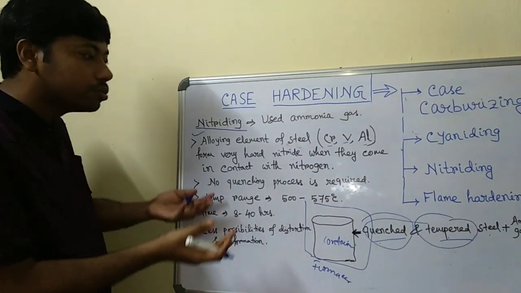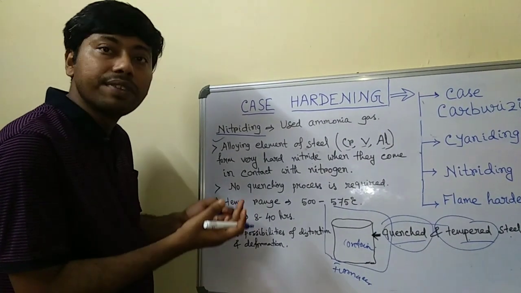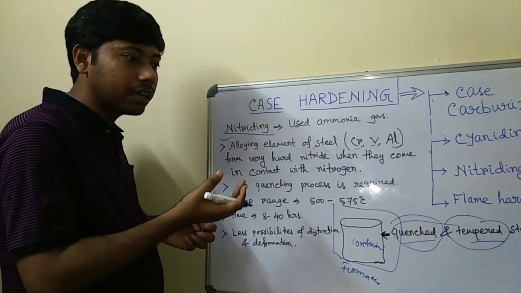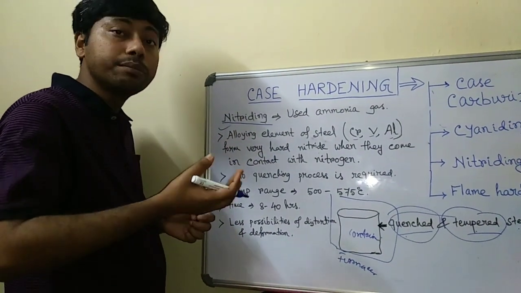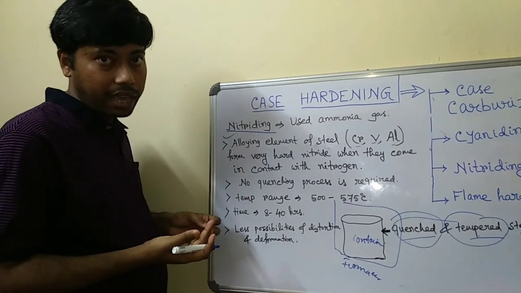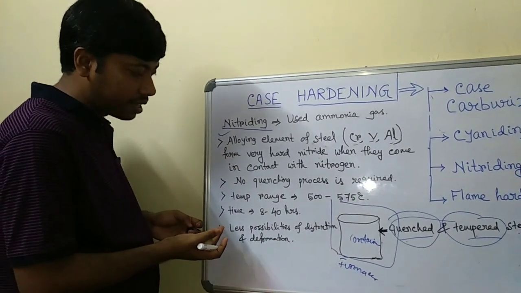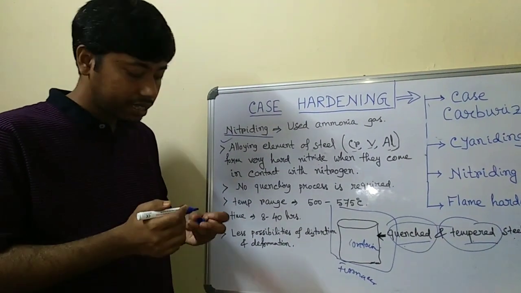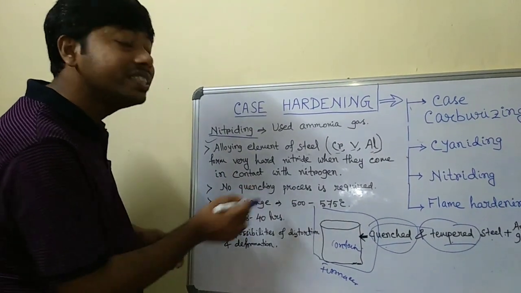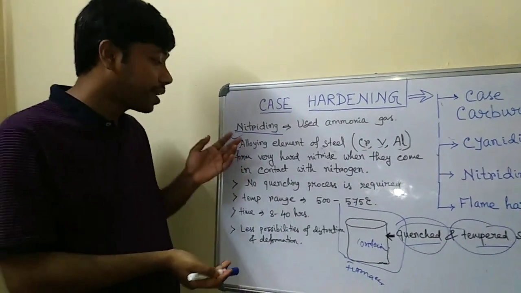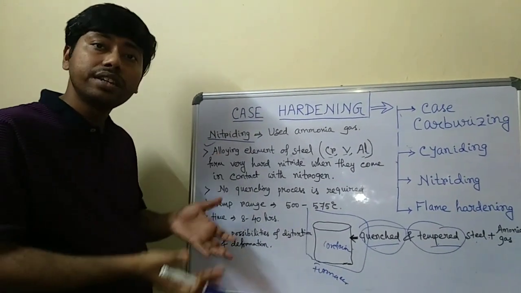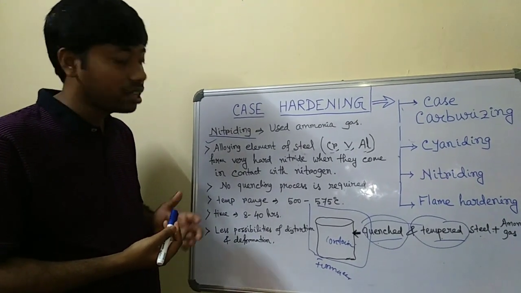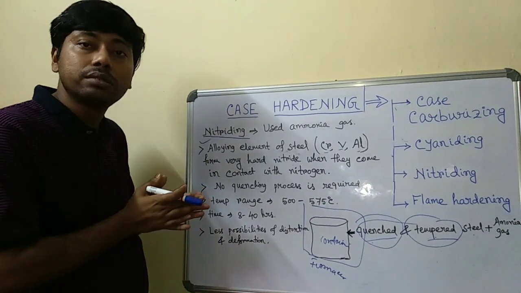Okay. And when you do that, it forms a very hard nitride on the outer surface of the material. So this is a hard surface layer, and it can produce a high amount of hardness. This is the nitriding process. And there is no requirement for a quenching process after nitriding, because quenching is needed in case carburizing or pack carburizing, but in nitriding no such quenching is required.